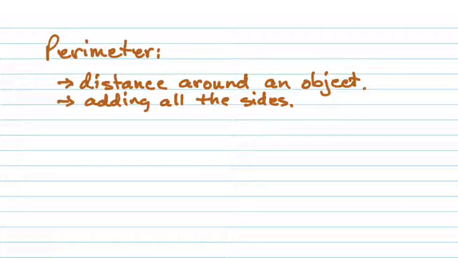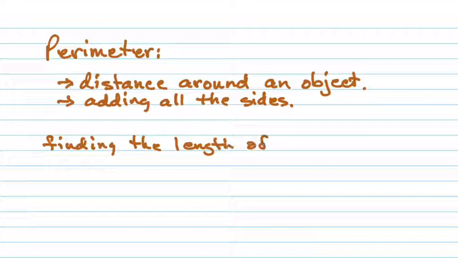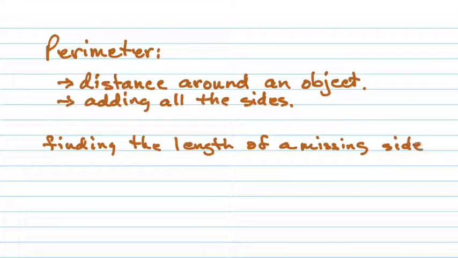Now, for your level, though, you can also have some shapes where they give you most of the measurements, but not quite all of them. But if we know most of them, we can find the others by just thinking of some principles of the shapes. So let's look at finding the length of a missing side. Now you can use algebra to be able to do this. Some really simple algebra.